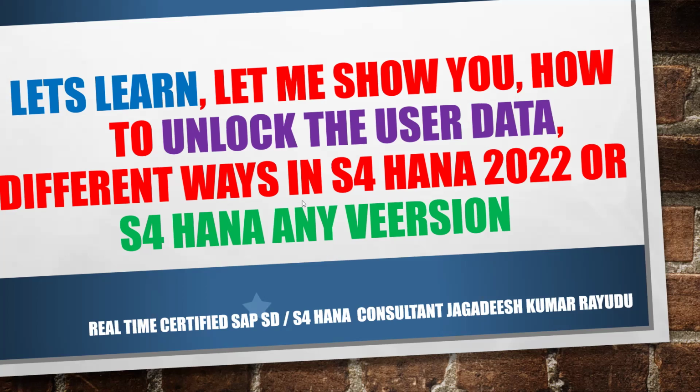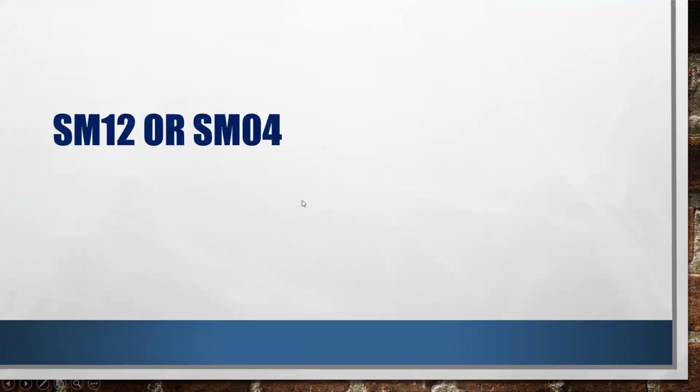But we basically have two different ways: one is SM12 and one is SM04. SM12 is object level. Remember this: SM12 is always object level and SM04 is user level. Let's check what object level and user level mean.